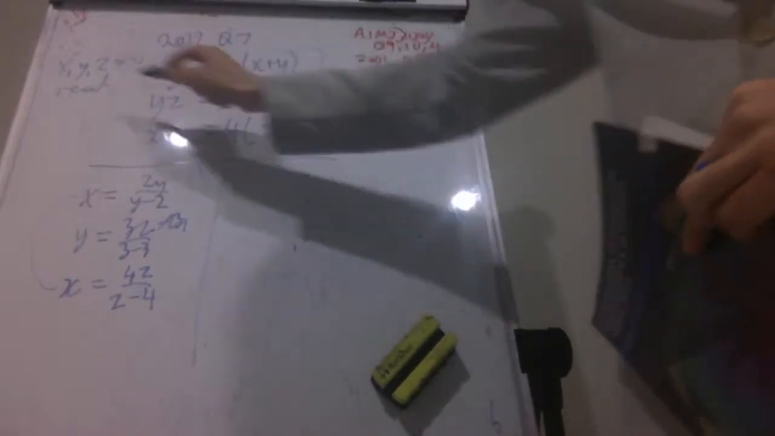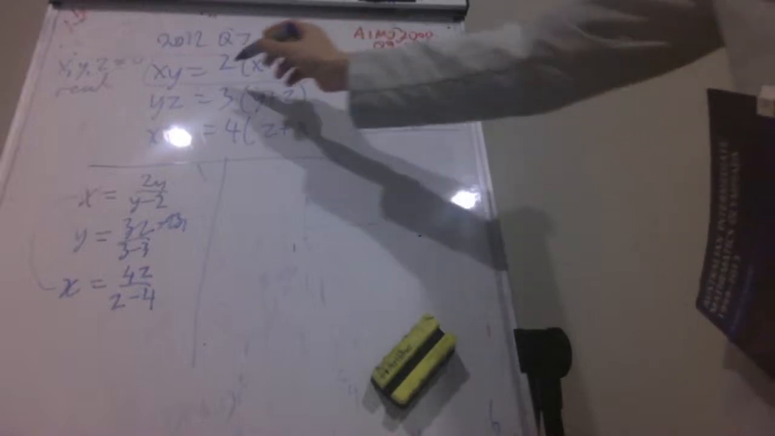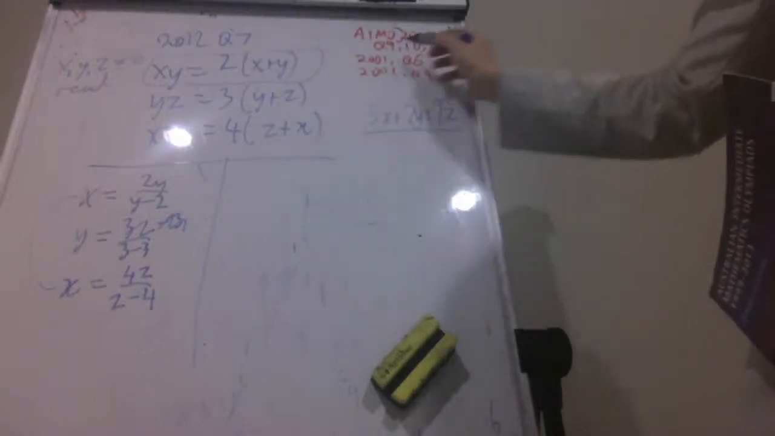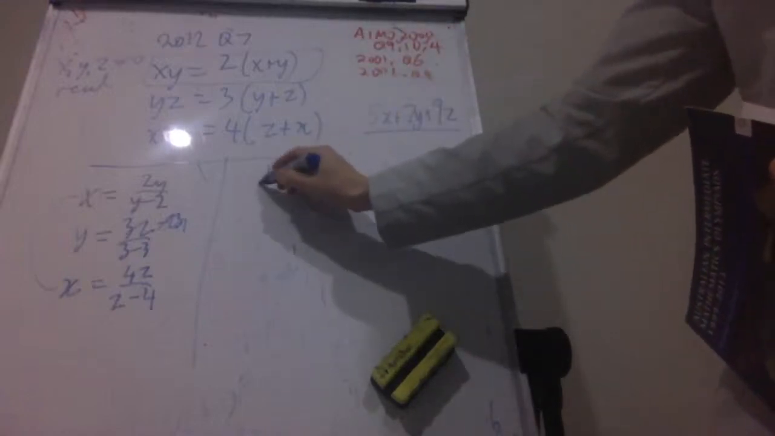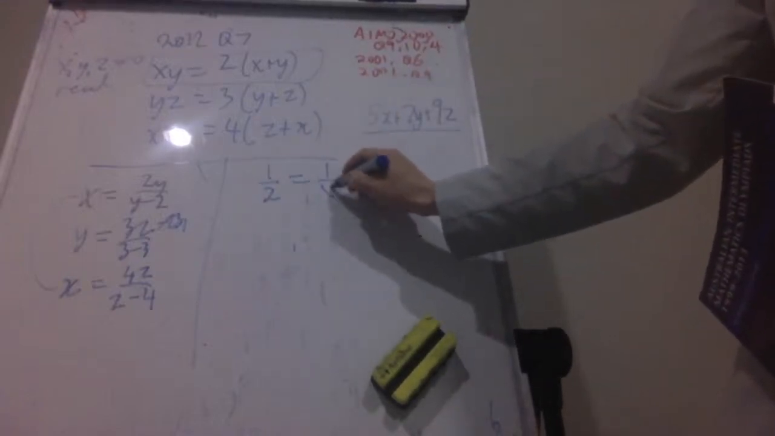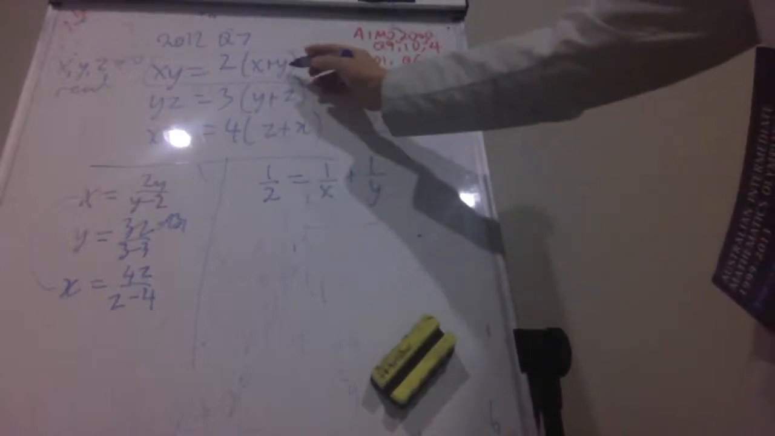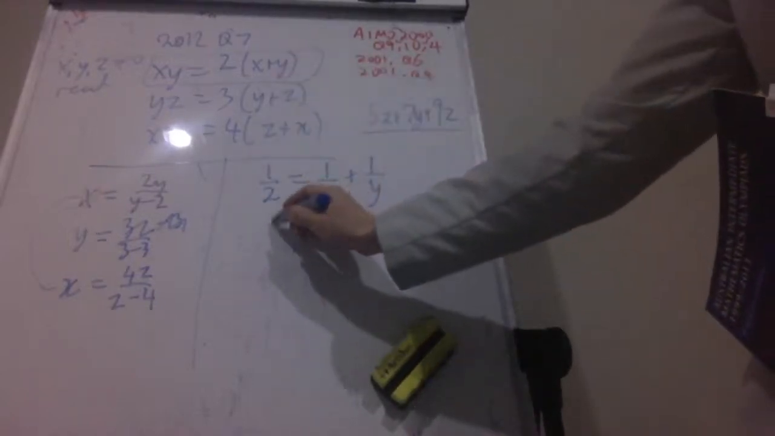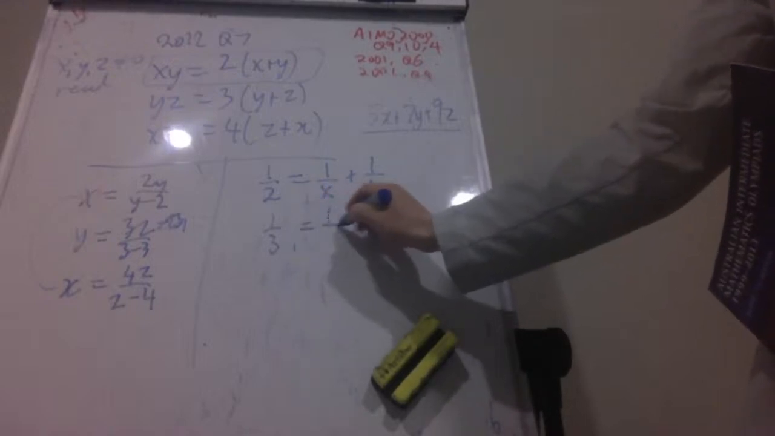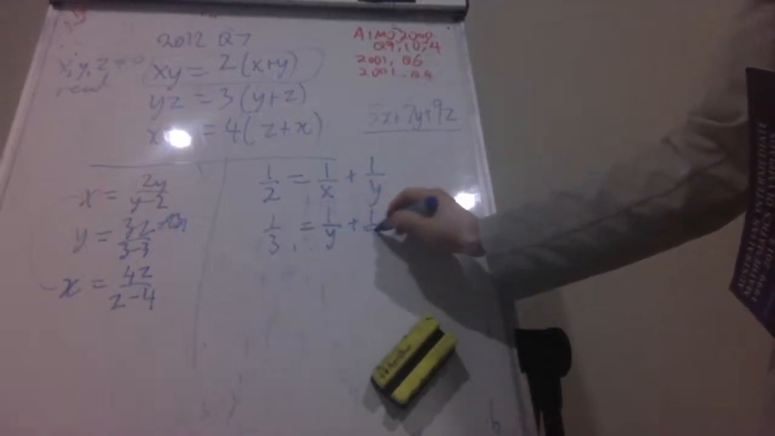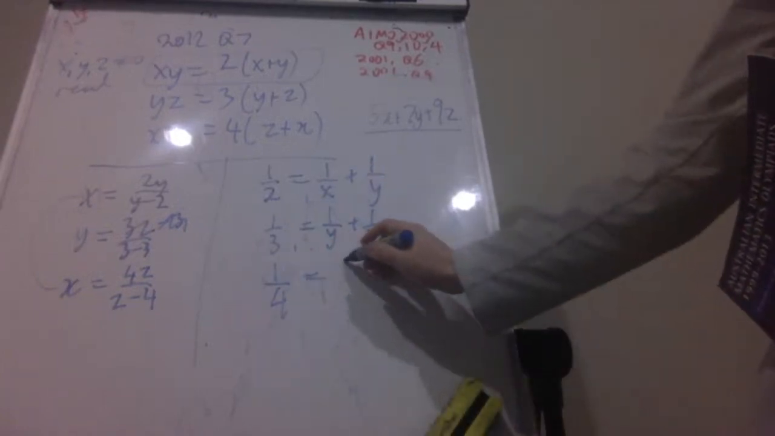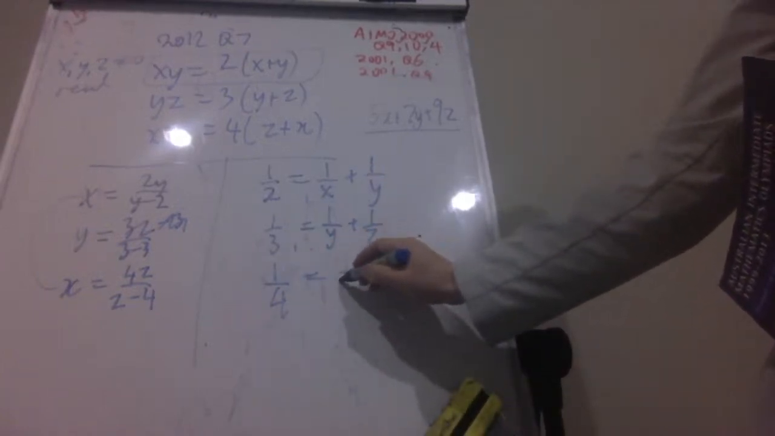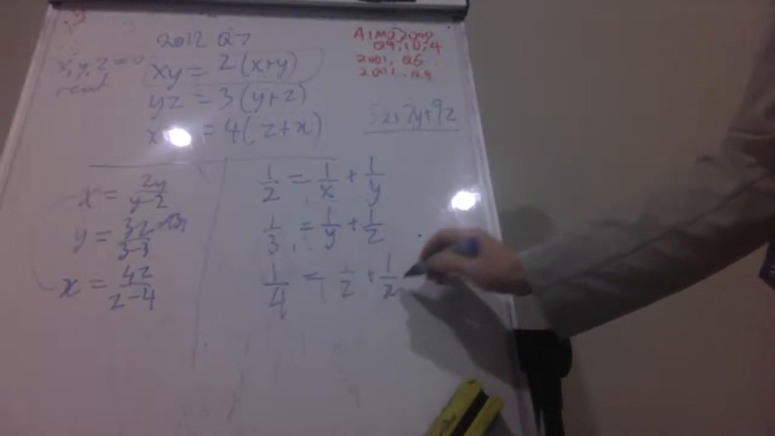So we actually saw this equation only moments ago in the other question, because it came from that question. I think it was question 10 in 2000, right? Where we had a half equals 1 on x plus 1 on y, and that gives you that equation. So the same thing will give you 1/3 equals 1 on y plus 1 on z, and 1/4 equals 1 on z plus 1 on x.